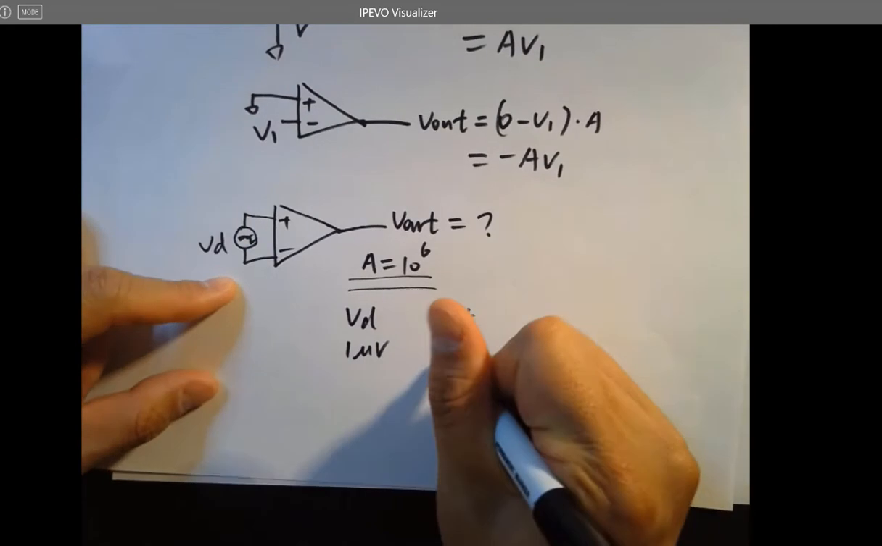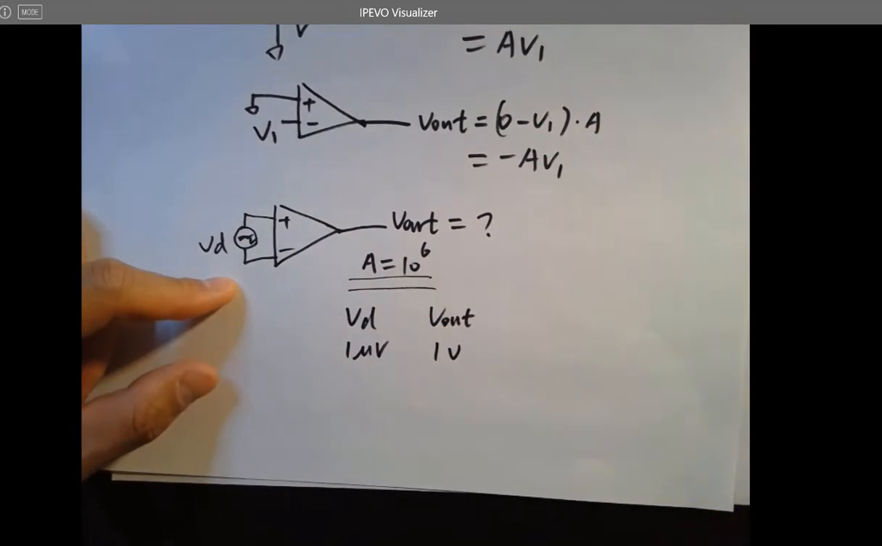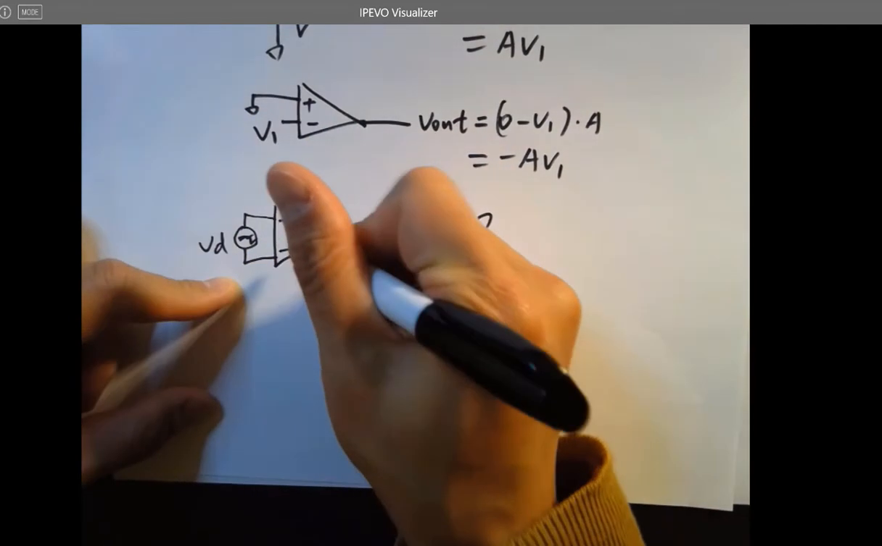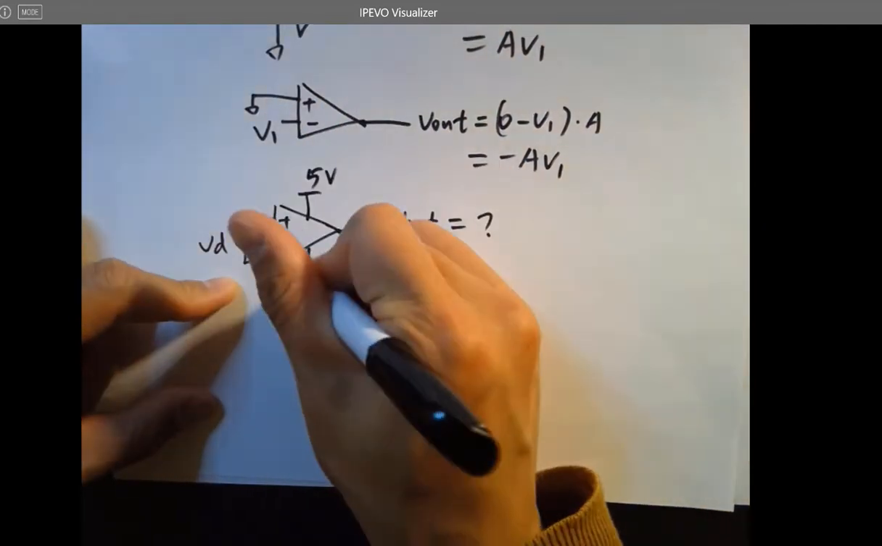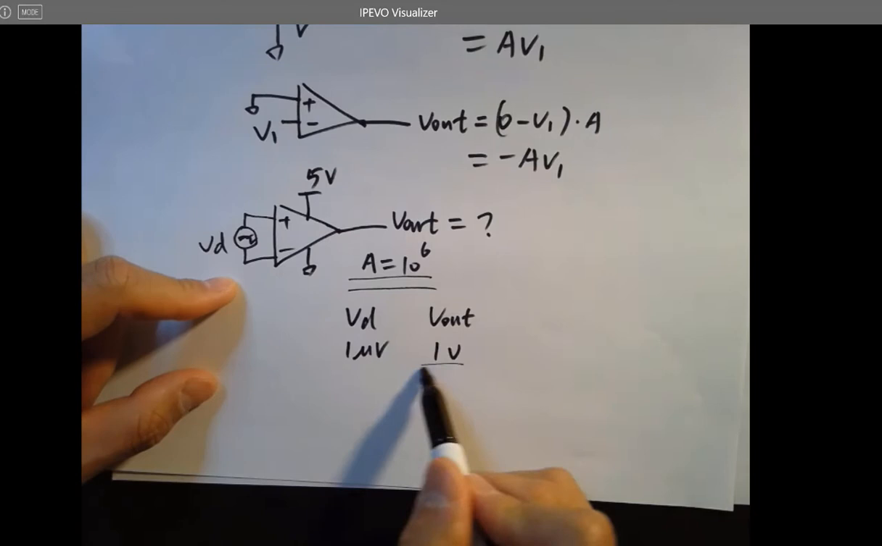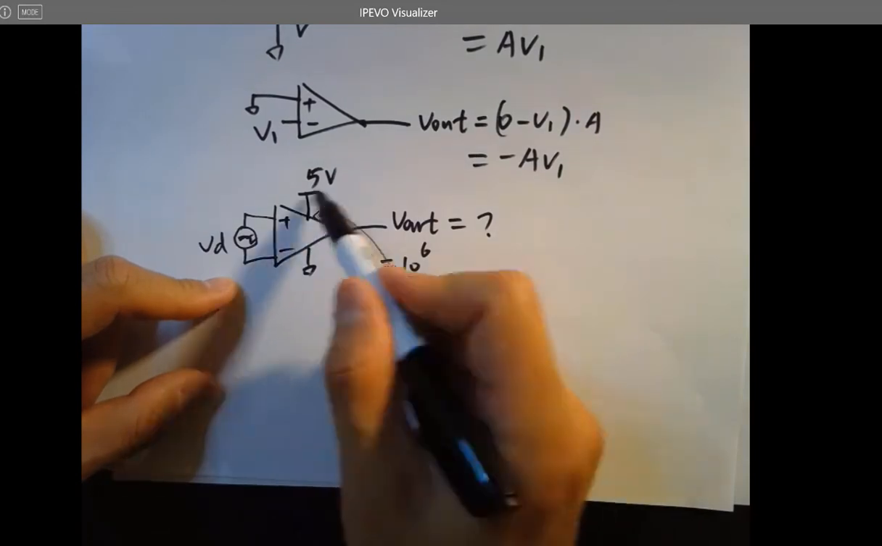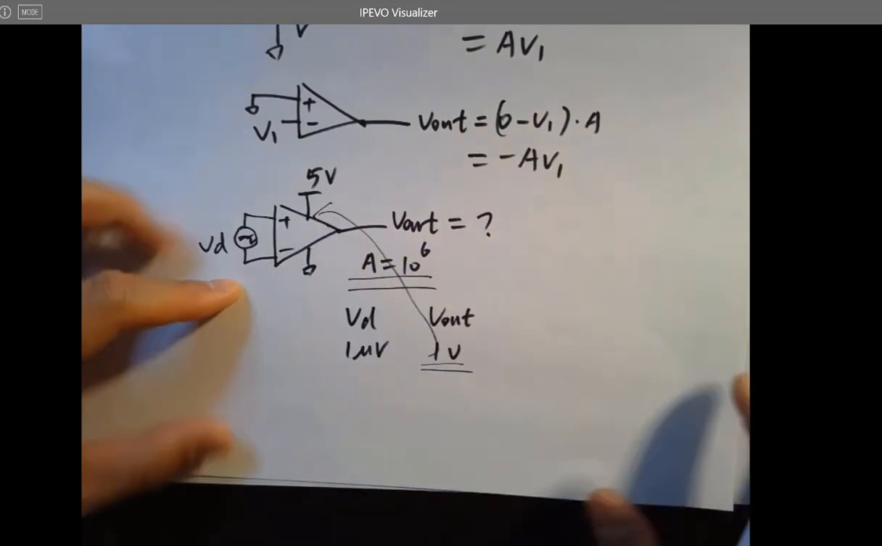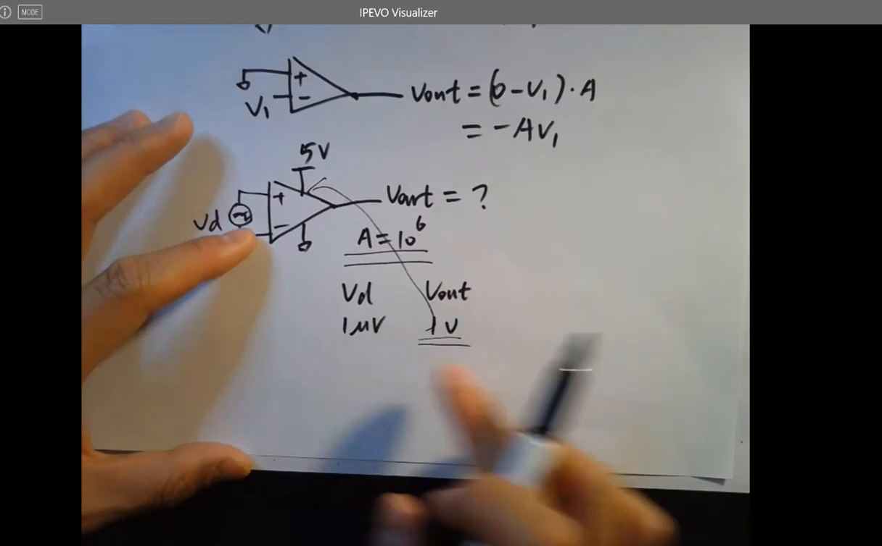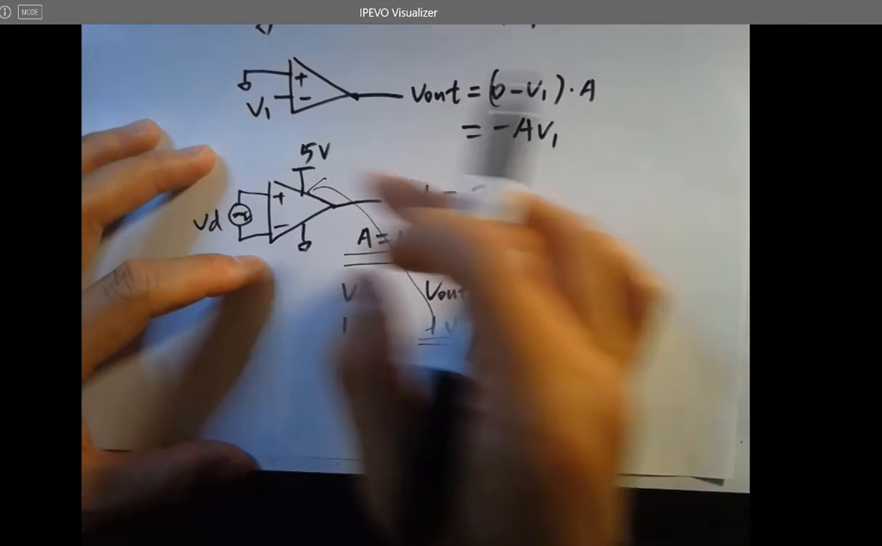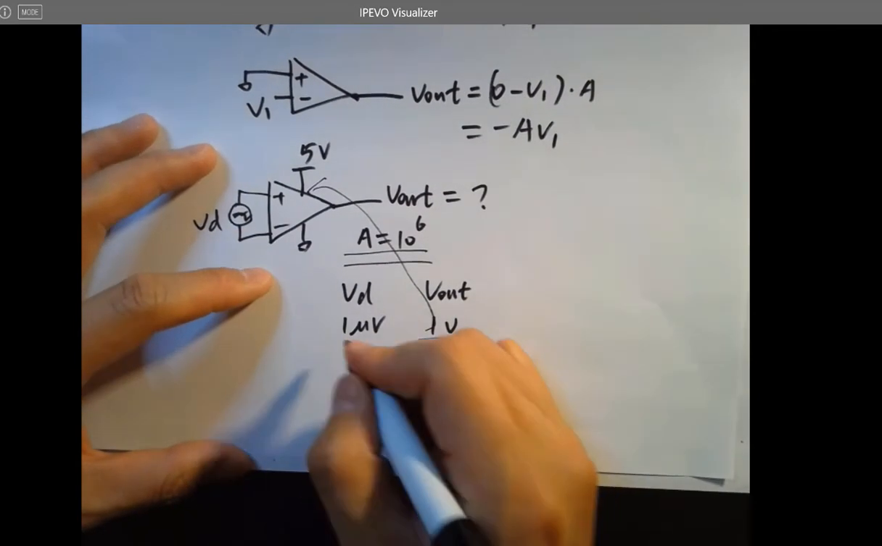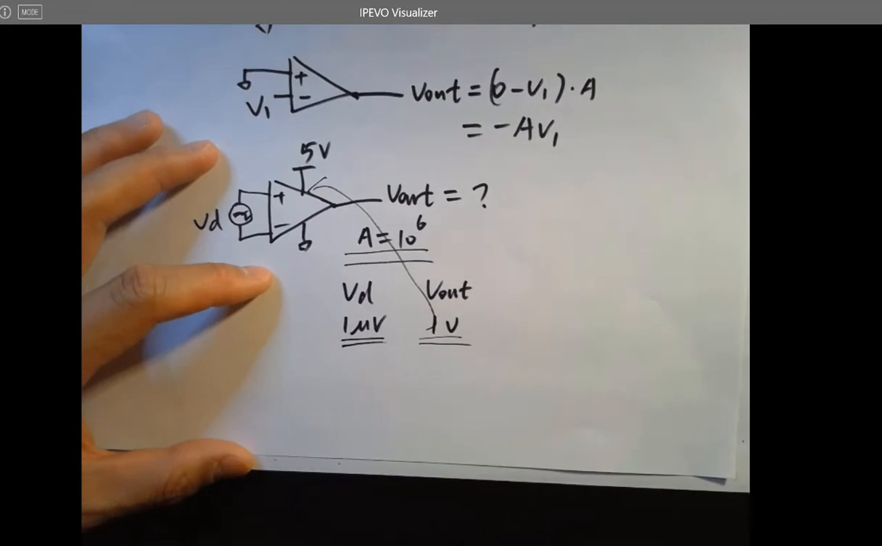So it's going to be 1 volt, which is fine, because you can have a power supply of 5 volts and ground, which is 0 volts. So this is well in this range, which is not a problem because it's going to be amplified properly without saturating the output. However, 1 microvolt is tiny, right?